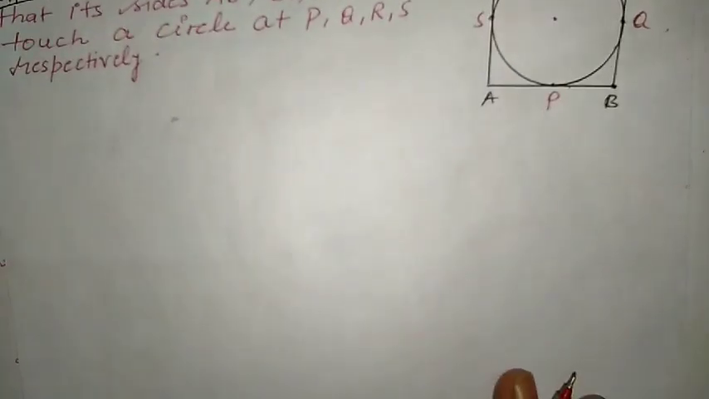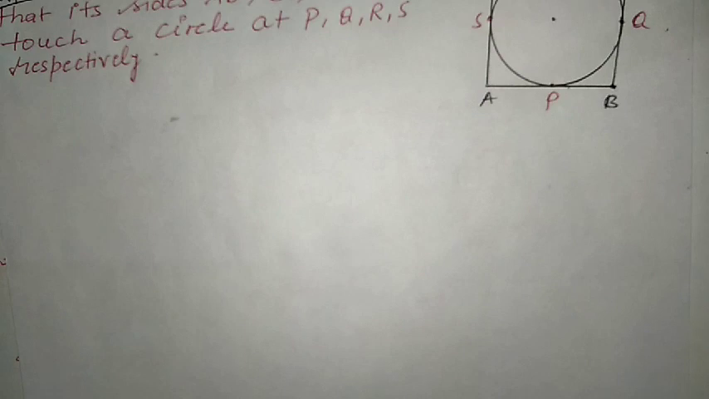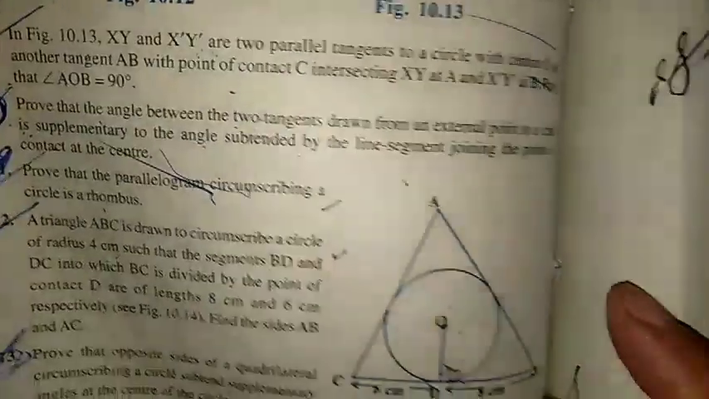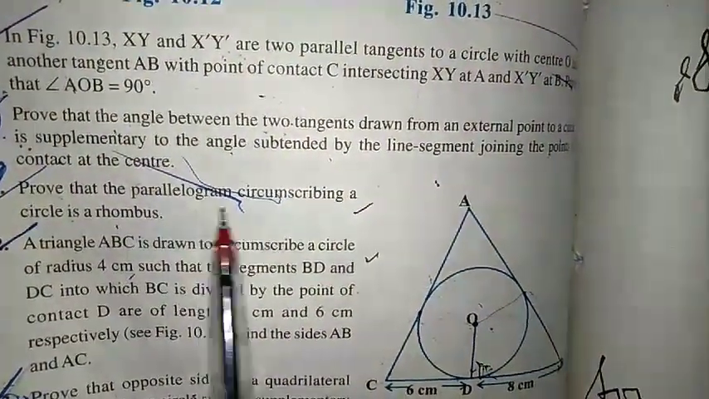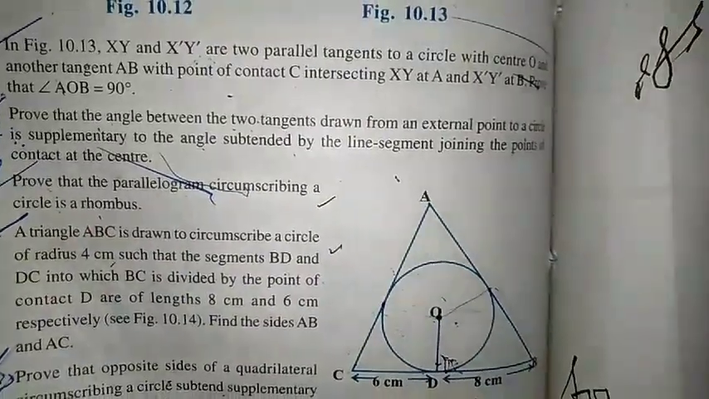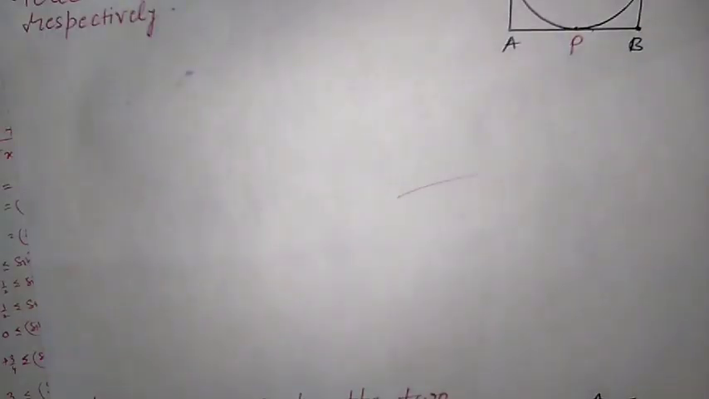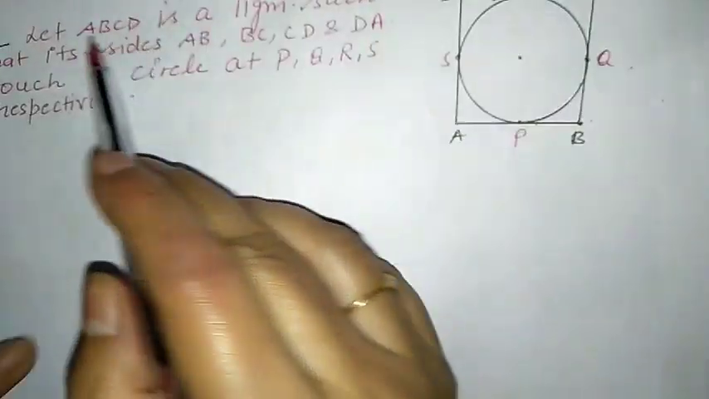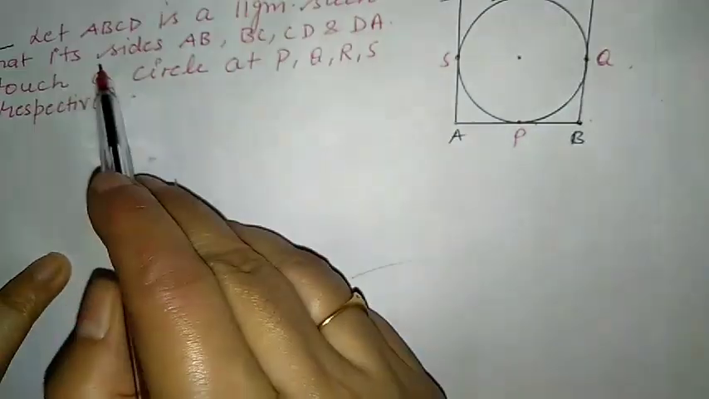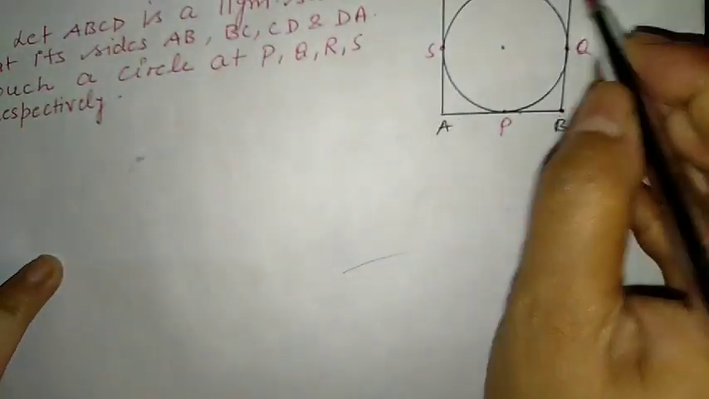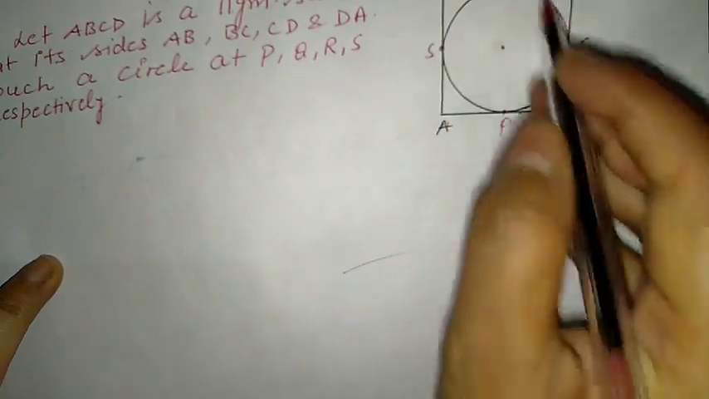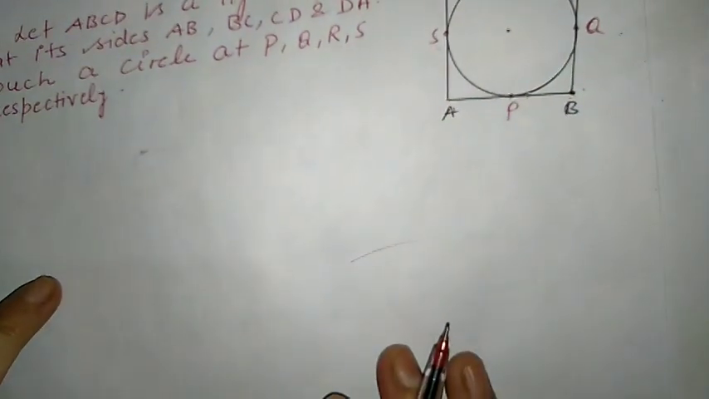Now the next question is there, question number 11. Prove that the parallelogram circumscribing a circle is a rhombus. Okay, so how can we prove this is a rhombus? So this is figure like this, ABCD. So that ABCD is a parallelogram such that its sides AB, BC, CD and DA touch the circle at P, Q, R and S respectively.